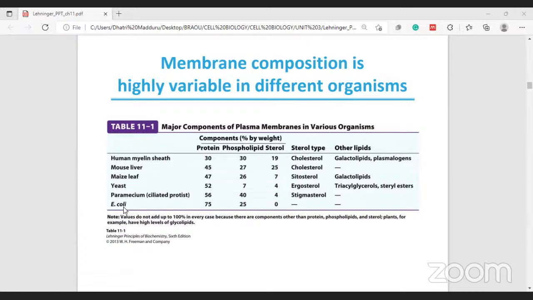Another, the best example is E. coli in the prokaryotes. It has 75% protein, 25% phospholipid, but sterols are completely absent. Right? So like that, you have different types of lipids, proteins, and sterols, and their composition also varies. In plants, you have sitosterol instead of cholesterol. In yeast, we have ergosterol. In paramecium, we have stigmasterol, like that.